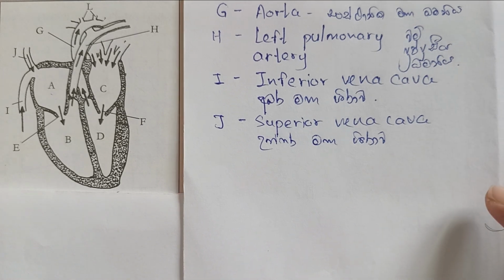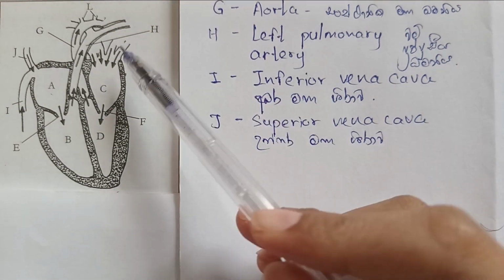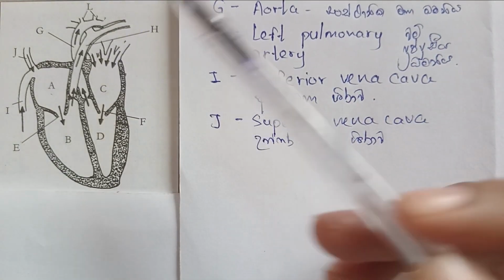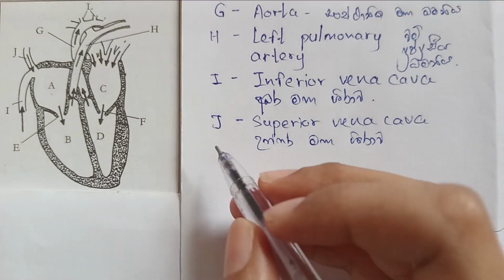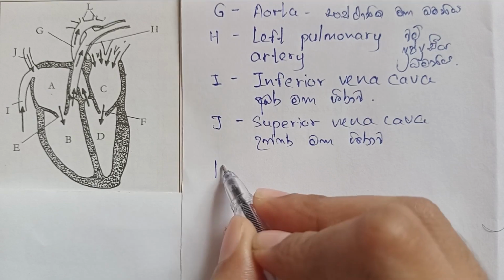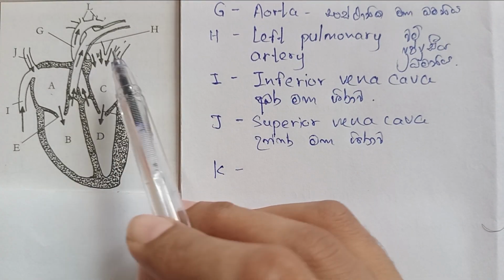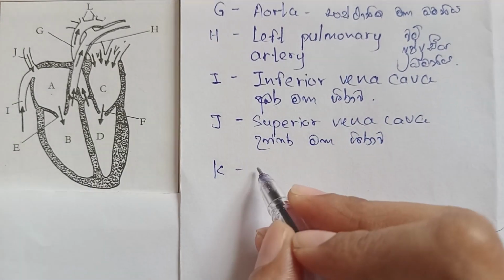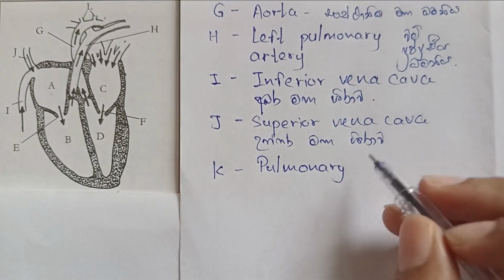So in this diagram they don't ask us to label these structures. So we know that these are called pulmonary veins. So we will label it as K. These structures are called pulmonary veins.